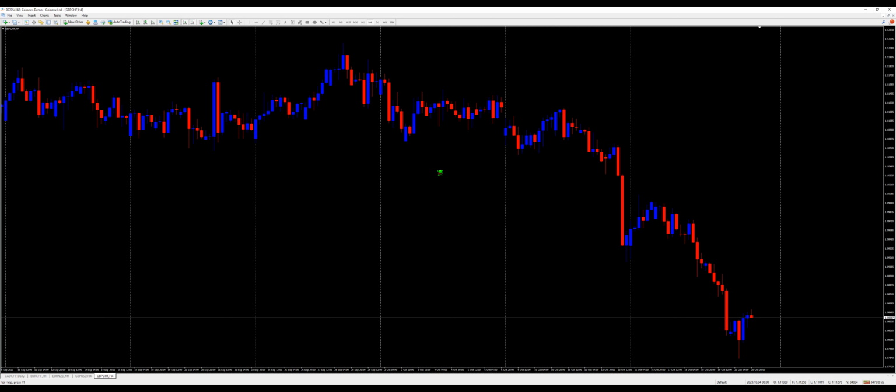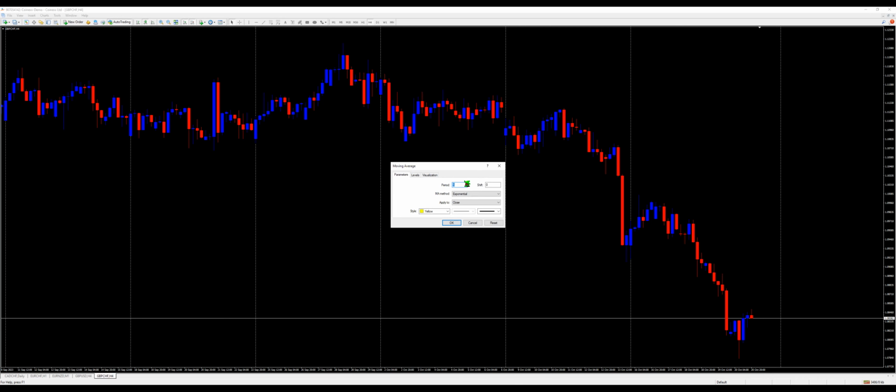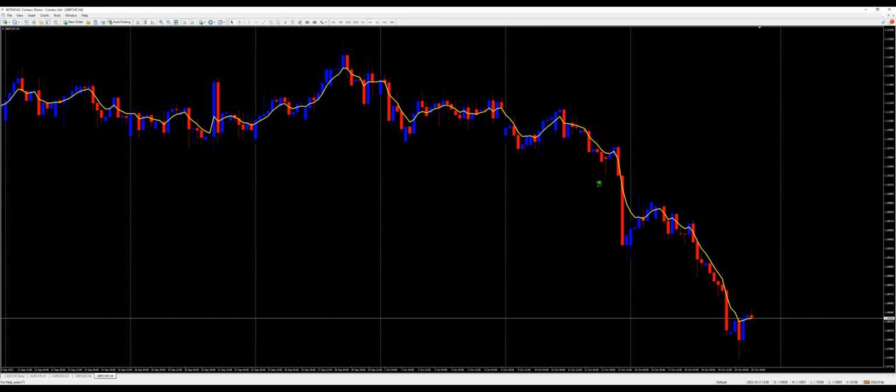Okay, so what do I do now? My two very basic indicators are the moving averages. So let's go and add the moving average. Trend, moving average. The first one I want to add is the 5 moving average, exponential, on the close, on every time frame. And you can color it any way you want. I have it as a thick line, and there it is.